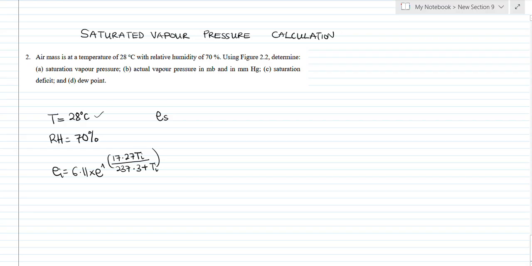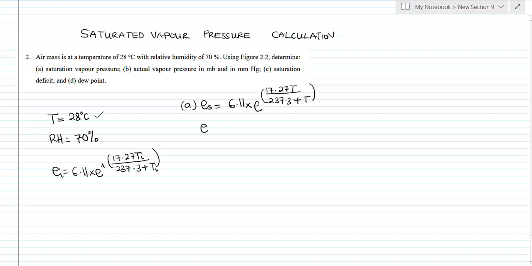So if we have temperature, we can find the saturation vapor pressure. That will be the first thing that we find. So saturation vapor pressure is equal to 6.11 times e exponent 17.27 times T over 237.3 plus T.